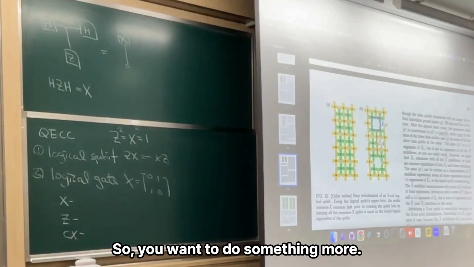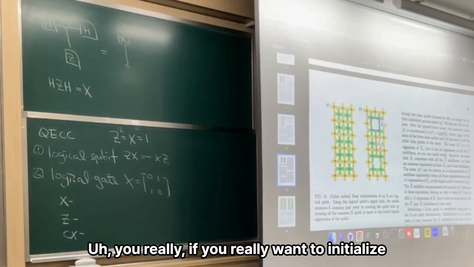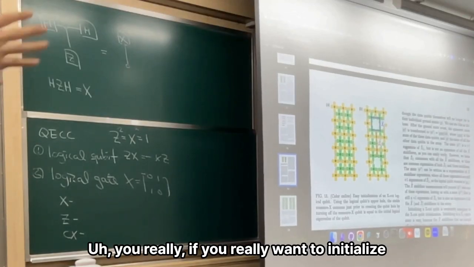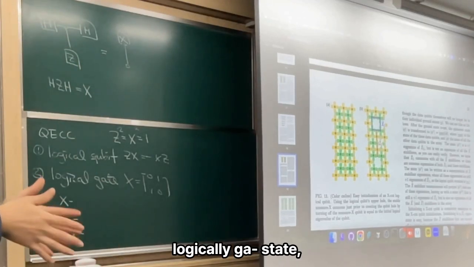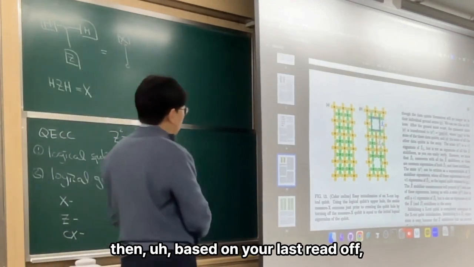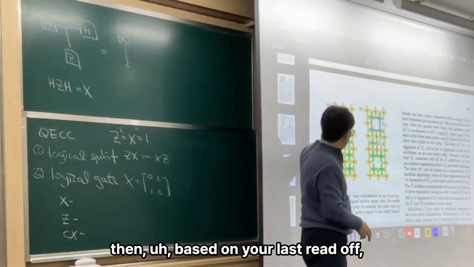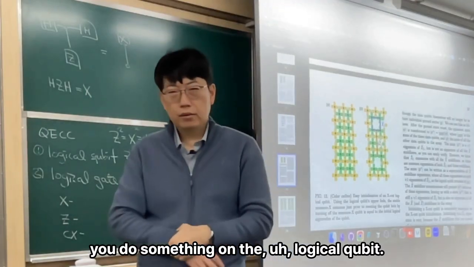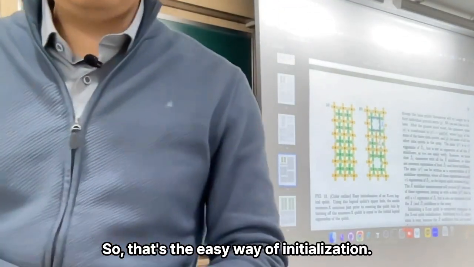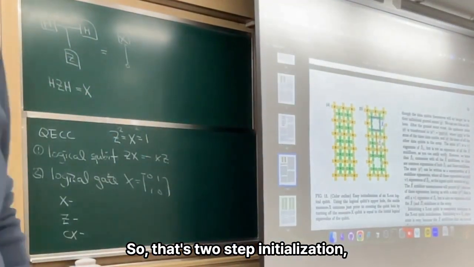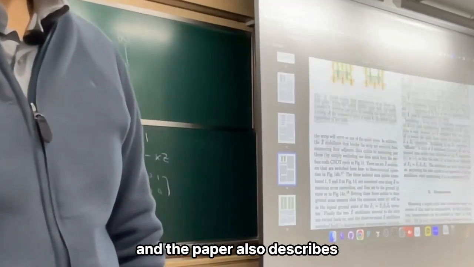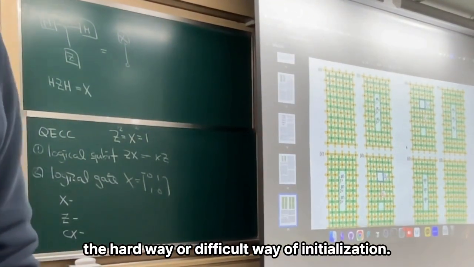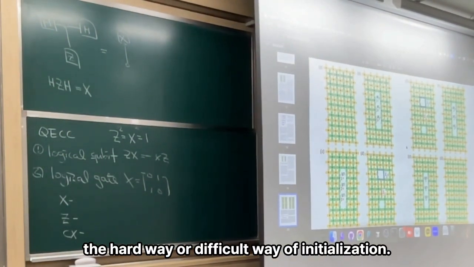So you want to do something more. If you really want to initialize every logical qubit to the ground state, logical state, then based on your last read-off, you do something on the logical qubit. So that's the easy way of initialization. So just 2-step initialization. And the paper also describes the hard way, or difficult way, of initialization.